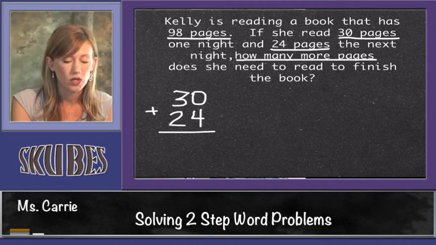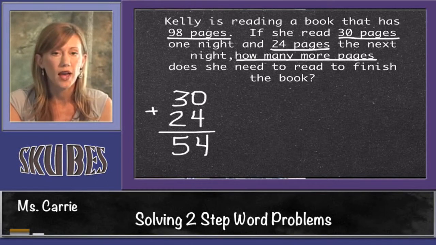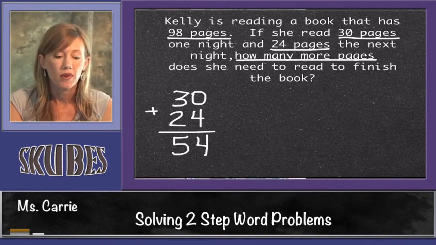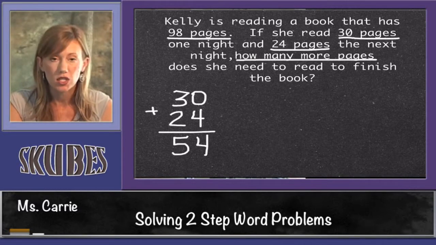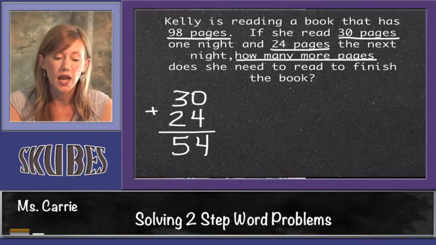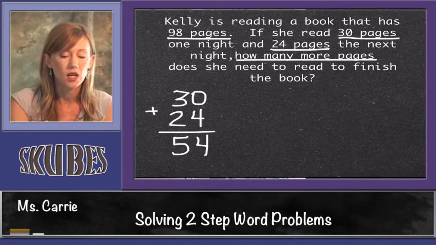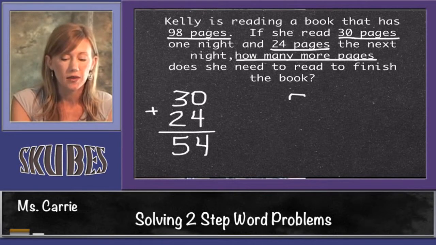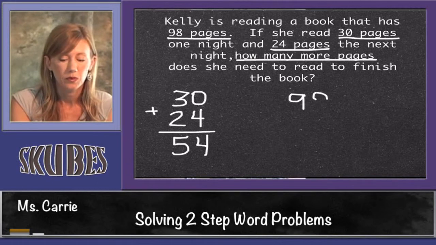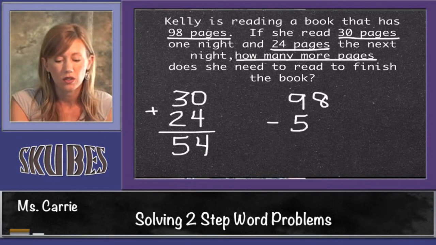0 plus 4 is 4. 3 plus 2 is 5. So far, Kelly's read 54 pages, but the book has 98 pages. So how many more pages does she need to read? Remember I said how many more means minus? We're going to take 98 minus 54 to find the answer.